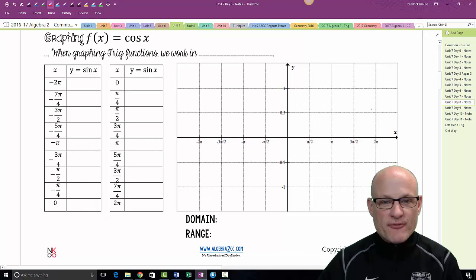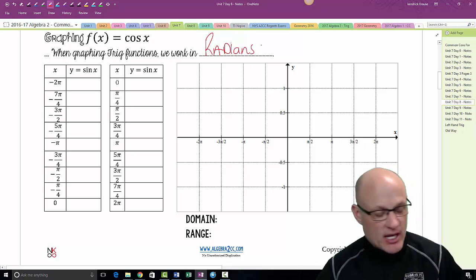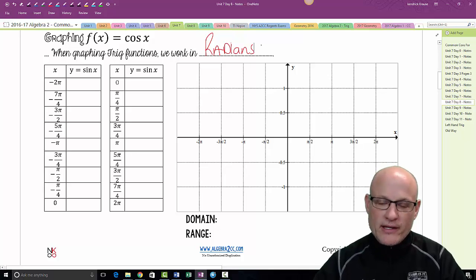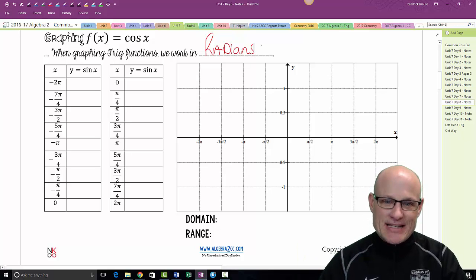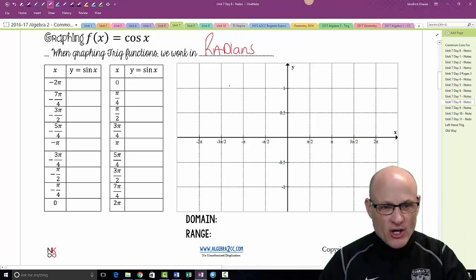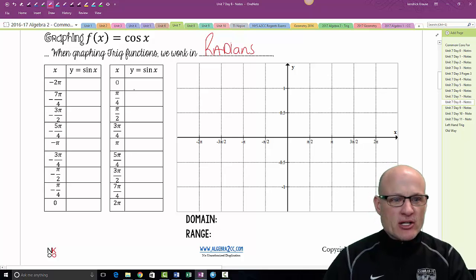Again, when you're graphing, we're only going to work in radians. We'll do the graph in trig, but generally when we're working with these, you've got to be comfortable with the idea of these new units of measure called radians. So let's talk about the quadrantal angles.